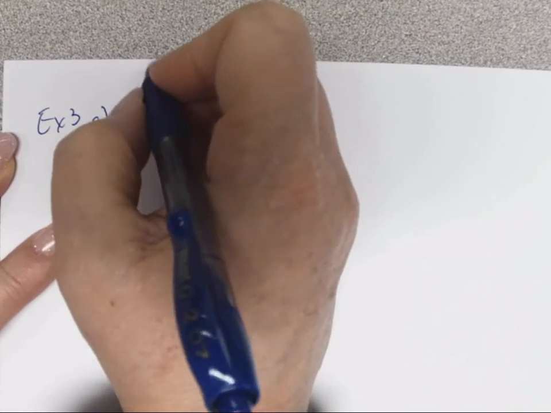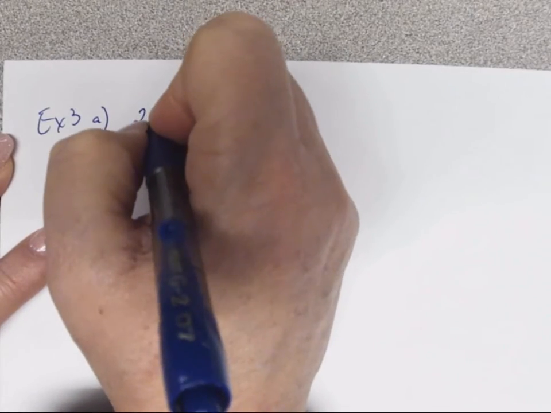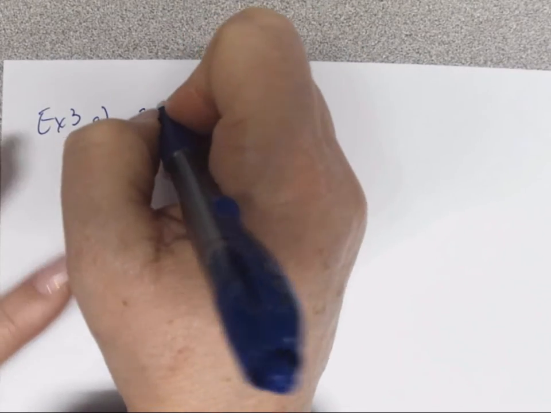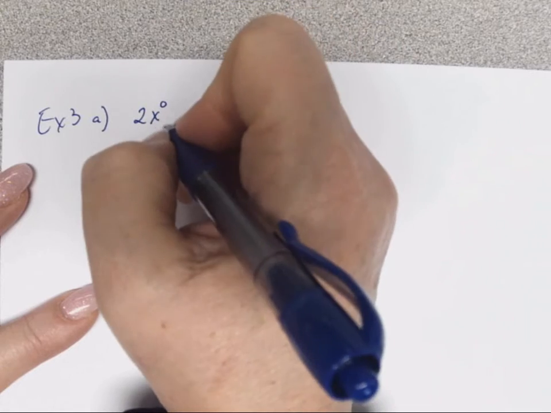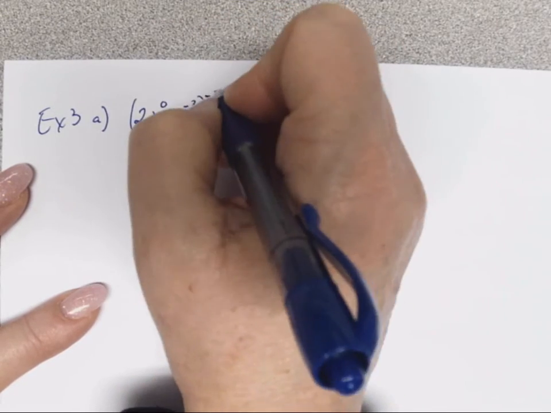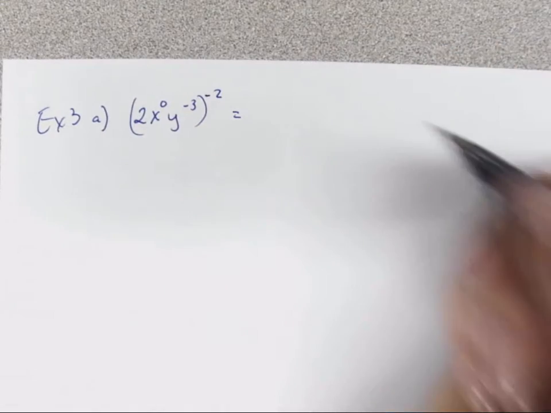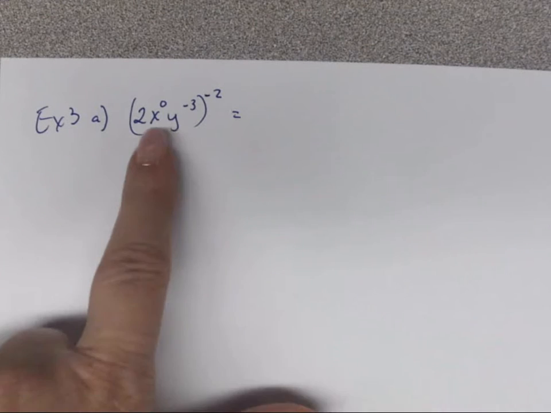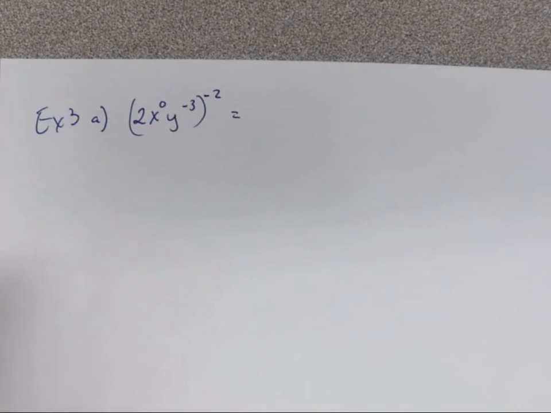So this will be example 3. And we're looking again at part A. If we have (2x to the 0, y to the negative 3) all raised to the negative 2. What we need to recognize first is anything to the 0 power is 1. So that doesn't count at all into what's going to happen.